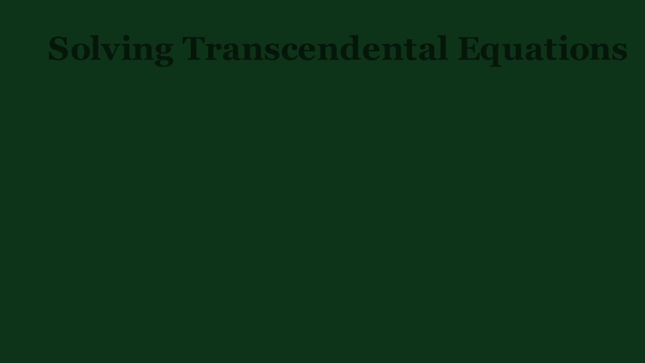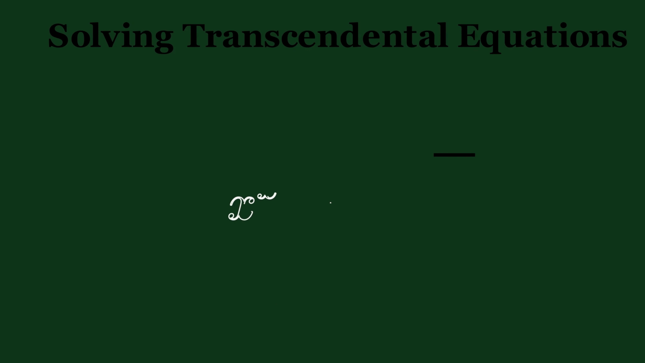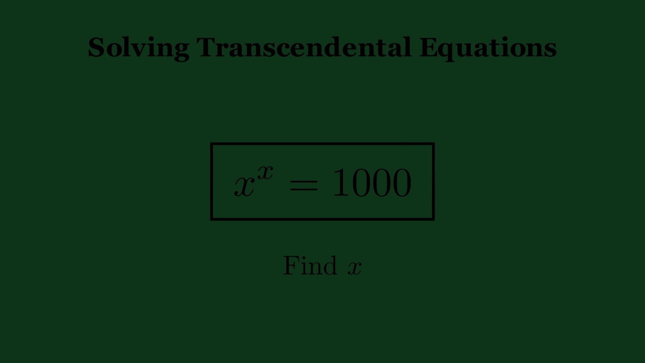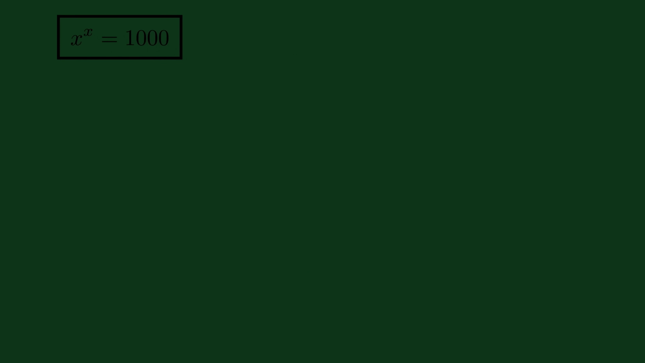How do you solve an equation where the variable is both the base and the exponent? Today, we are going to crack x to the power of x equals 1000 using algebra, estimation, and numerical approximation. When a variable is trapped in the exponent, our best tool to bring it down is the logarithm.